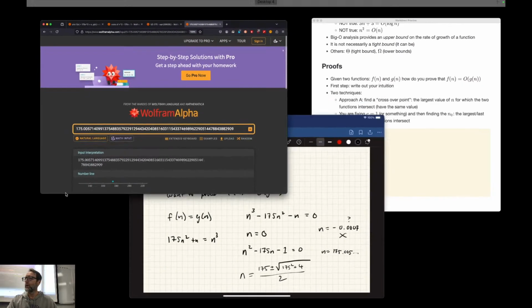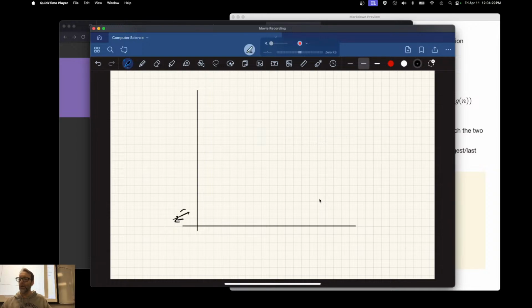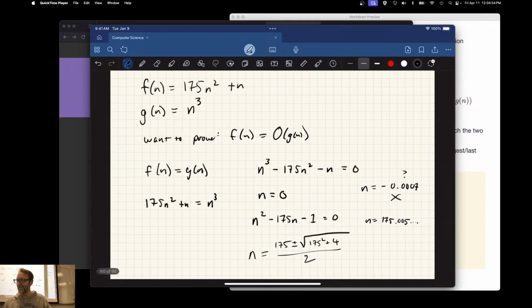Now you do have to be careful here because just like we don't care about negative values, do we care about non-integral values? Nope, because there's no such thing as an array of size 3.5. So if I go out here to 175 and change, and this right here is the crossover point, what is the next integer value? 175. Oh, sorry, 176, yes. There we go.